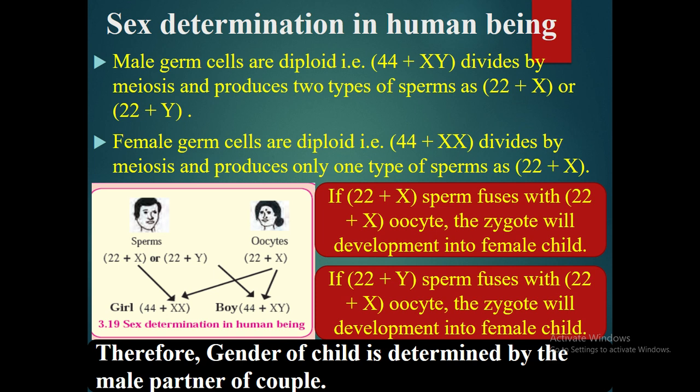If a 22 plus X sperm fuses with a 22 plus X oocyte, the zygote will develop into a female child. Whereas if a 22 plus Y sperm fuses with the 22 plus X oocyte, the zygote will develop into a male child. Therefore, the gender of the child is determined by the male partner of the couple and not the female partner. So, a female should not be blamed for having a girl child.